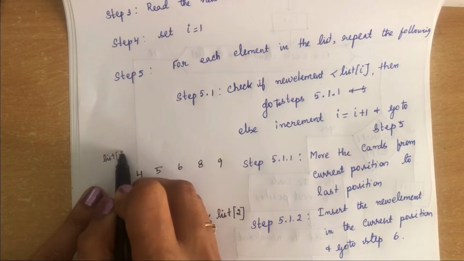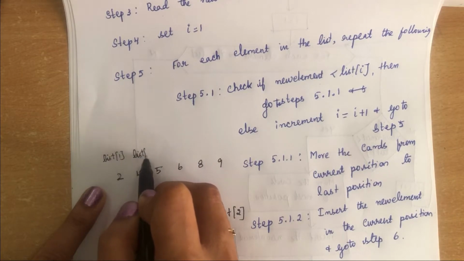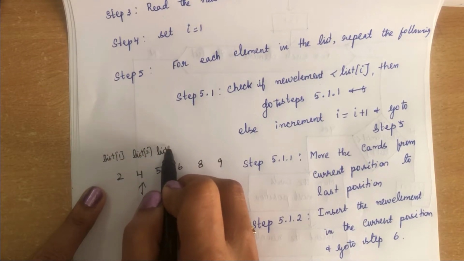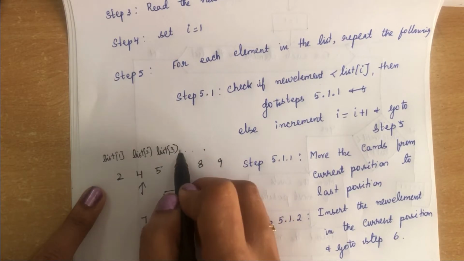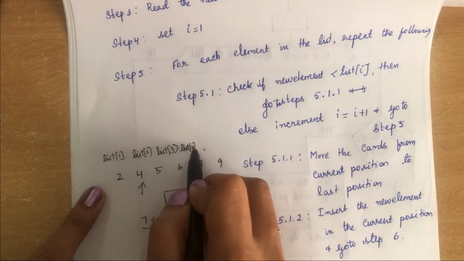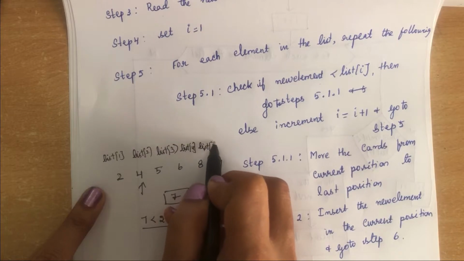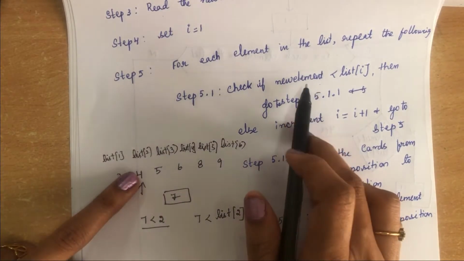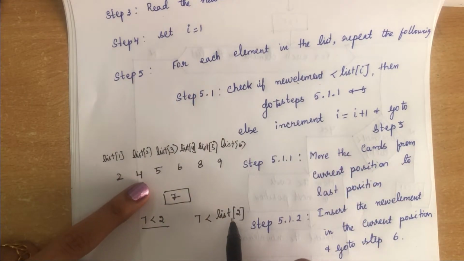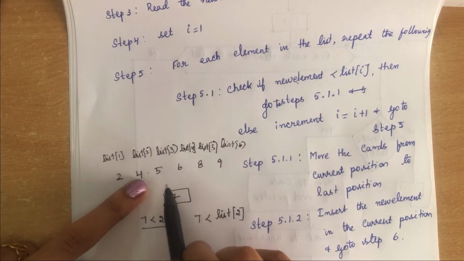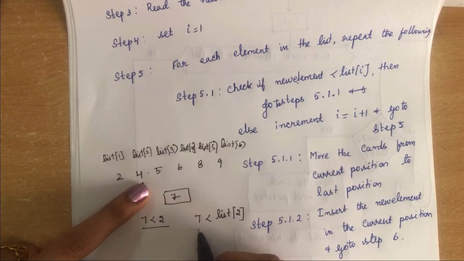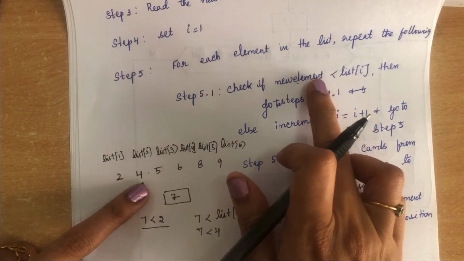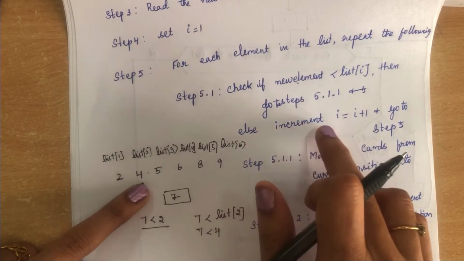Okay, this is list of 1, this is list of 2, and this one is list of 3. Likewise it goes on: list of 4, list of 5, and the last is list of 6. So what I will do is compare this 7 with list of 2. When I compare 7 with list of 2, 7 is lesser than 4? No, the condition fails. If the condition fails, it goes to the else part and it will increment.